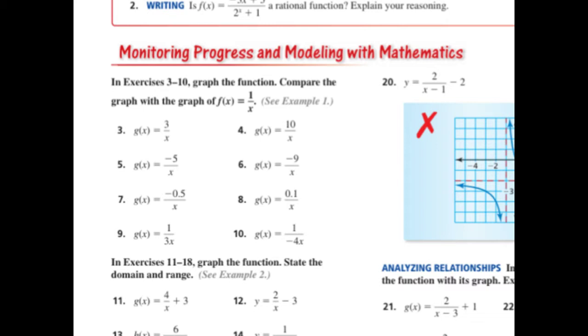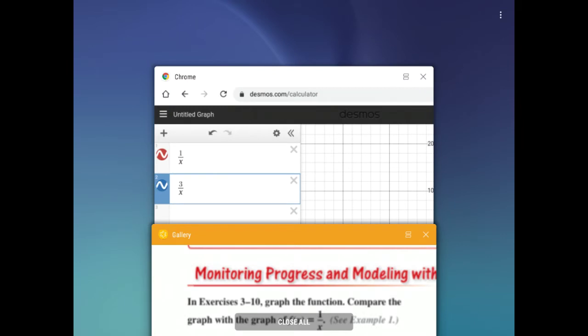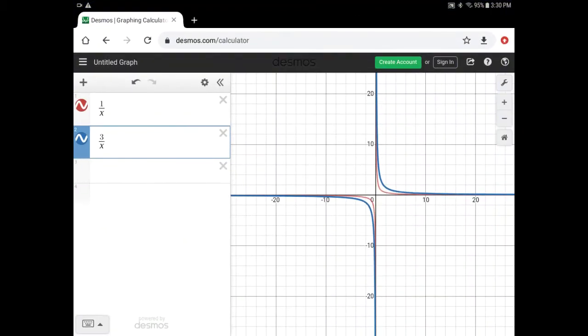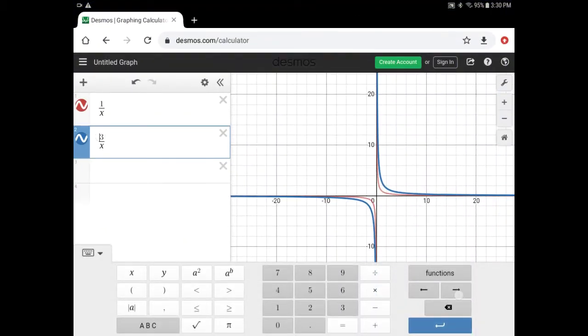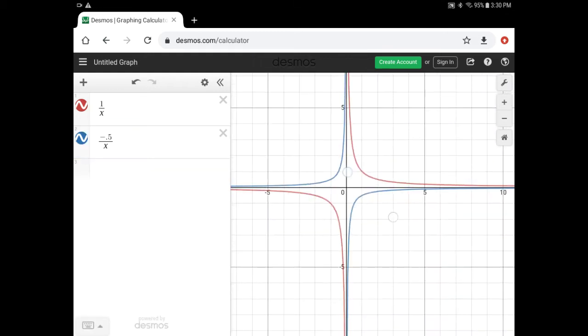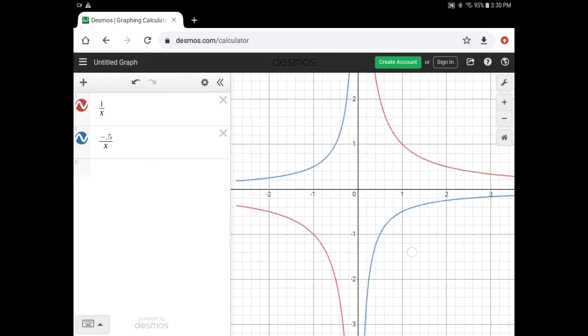Let's look at number 7. So number 7, it's negative 0.5 on top. So I'm going to change this blue one. Negative 0.5. So bigger difference here. So it gets reflected. So then it does change a little bit.